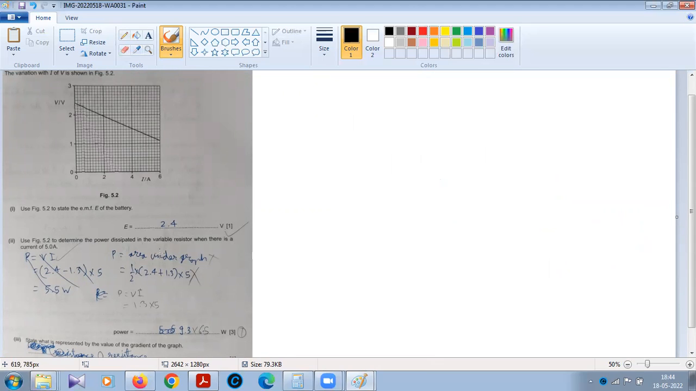Now determine the power dissipated in the variable resistor when there is a current of 5 ampere. Power dissipated, so that means they are asking V into I. So are they asking instantaneous power or what? I don't know, let's see. Suppose it is instantaneous power, because time they have not given. So I think that is instantaneous power they are asking. Power is equal to V into I.